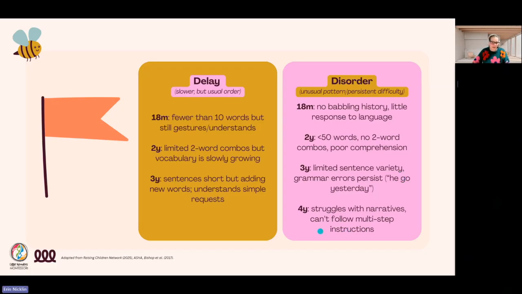And then at 4 years, we might struggle with narratives. So telling people stories about things that have happened to us, or retelling a favorite book of ours, and not able to follow multi-step instructions. You notice that I don't have 4 years here in delay, and that's because generally kids have caught up by that 4-year mark.